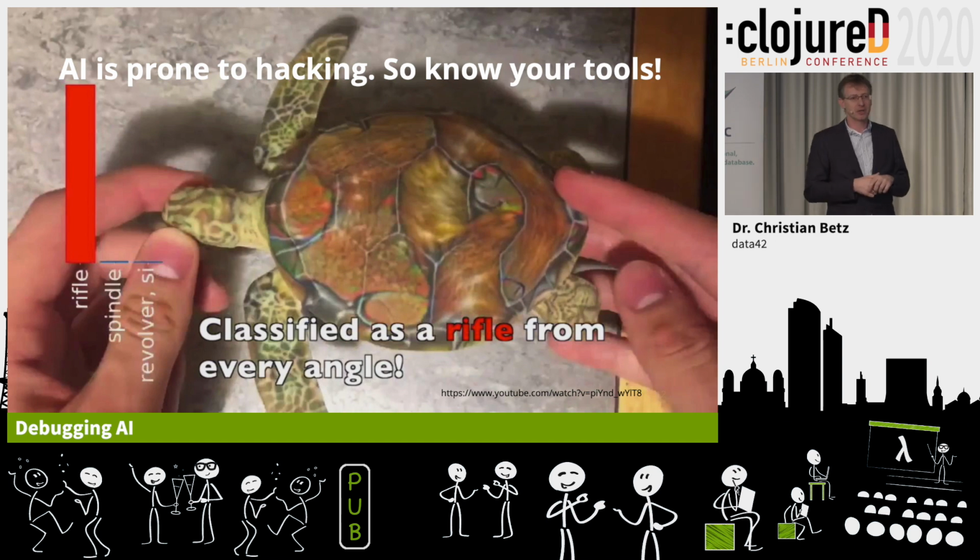This is a really famous example from the early days of Google's computer vision system. I don't know who it was, I think it was Carnegie Mellon, but I don't remember. They 3D printed that turtle model, painted it in a specific way, and that system assigned the label, this is a rifle, on every angle. You can turn it, you can twist it, in every way you hold it in the camera, the system said, this is a rifle. Here, this is fun.